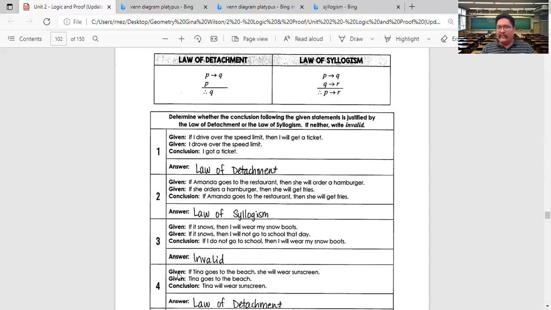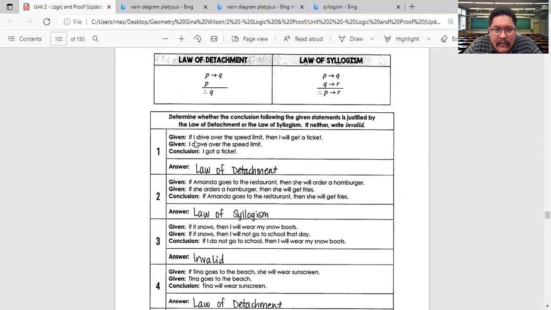Especially this first one, we're not asking if it makes sense in real life. We're just asking, does it follow the rules that they gave us, on top of this page or in the previous lesson? So let's go ahead and I'm going to start going over them. Like I said, hopefully you don't need a whole lot of time.